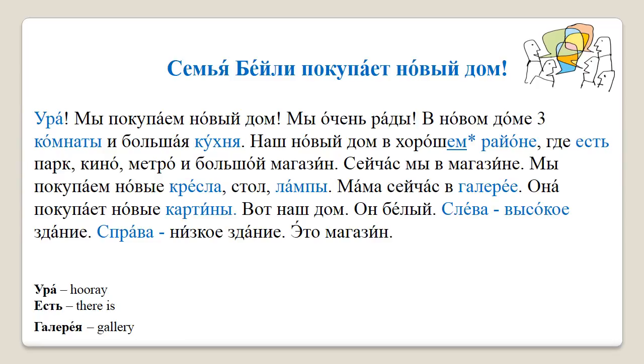Сейчас мы в магазине. Right now, we are in the shop. Мы покупаем новые кресла, стол, лампы. We are buying new armchairs, table, lamps. Мама сейчас в галерее. Mom is at the gallery at the moment. Она покупает новые картины. She is buying new paintings. Вот наш дом. Here is our house. Он белый. It is white. Слева высокое здание. On the left, there is a tall building. Справа низкое здание. On the right, there is a low building. Это магазин. It's a shop.